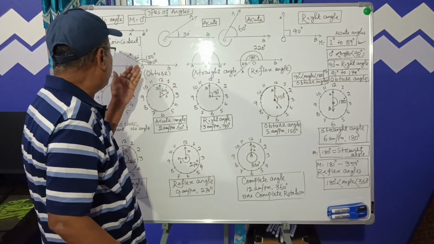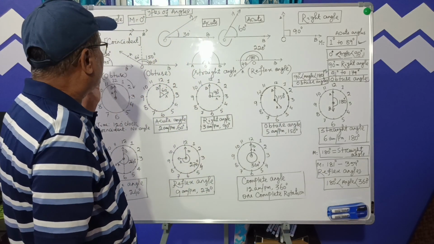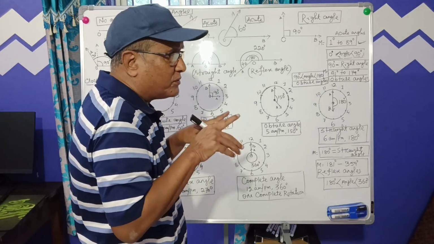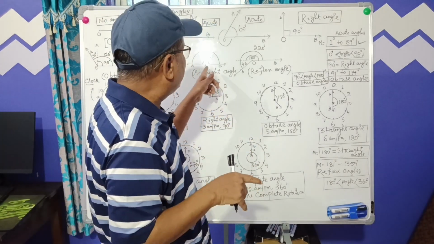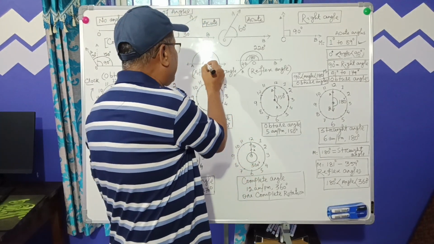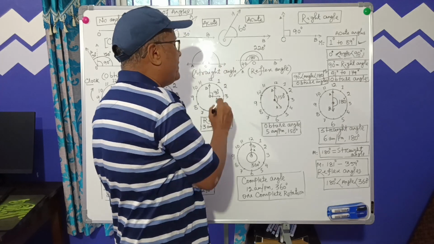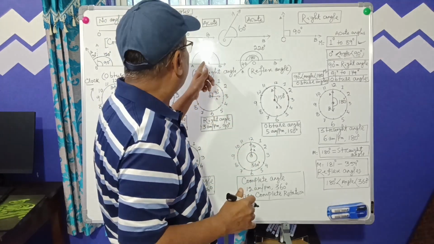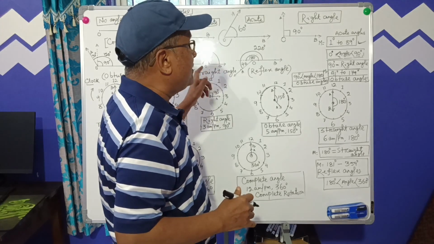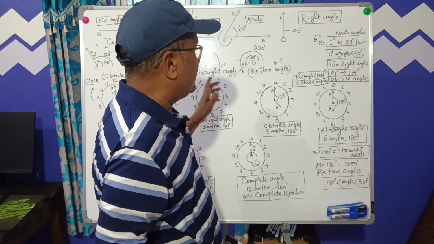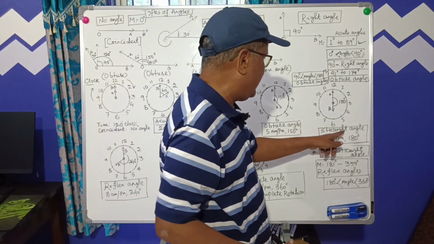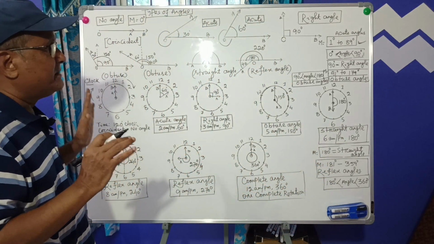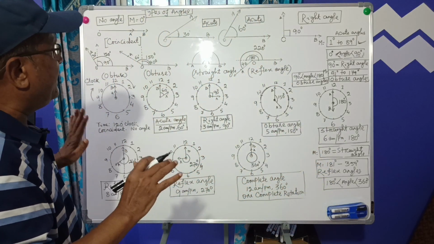So we have given examples here. This is an example of an obtuse angle. And when the two rays form a straight line and O is the common vertex, the common endpoint, then it is called a straight angle, and the measure of a straight angle is 180 degrees.